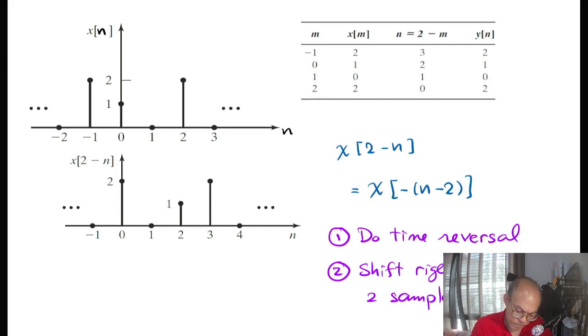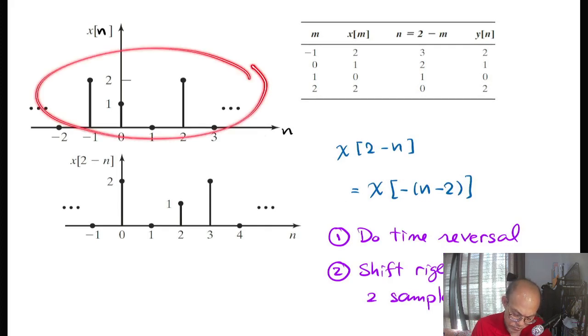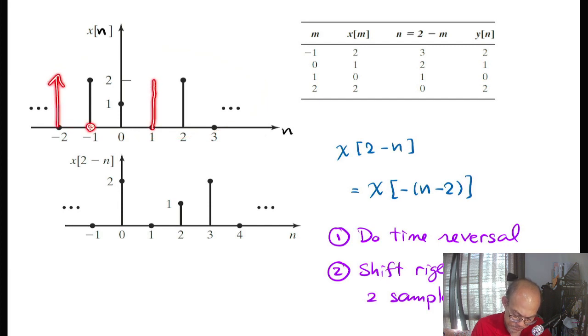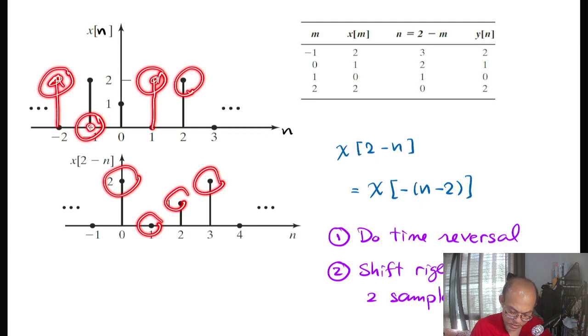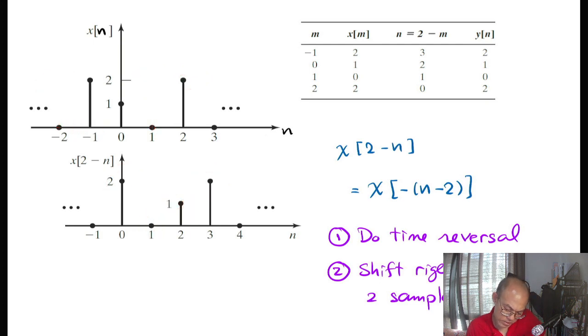Here, you see, from here, right? Now you do the time reversal, you're gonna get this and this and this. Now if you do time reversal, now you shift it to the right 2 units, then this one is here, this one is here, this one is here, and this one is here. Right? Okay, we have this one, we have this one, we have this one, and we have this one.